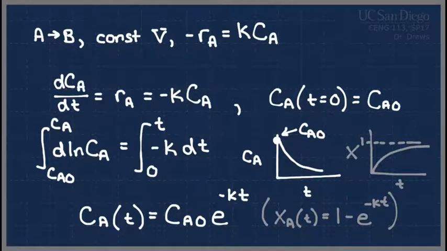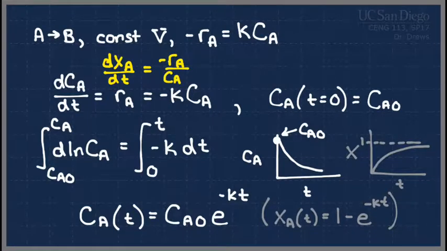Why do I need the stoichiometric table? The only time that I really need the stoichiometric table is if I didn't want to write it like this. If I wanted to write it as dXA over dt is equal to minus RA over, or no, not minus RA over K, CA naught. This is going to end up looking like minus K, plus K, times CA over CA naught.